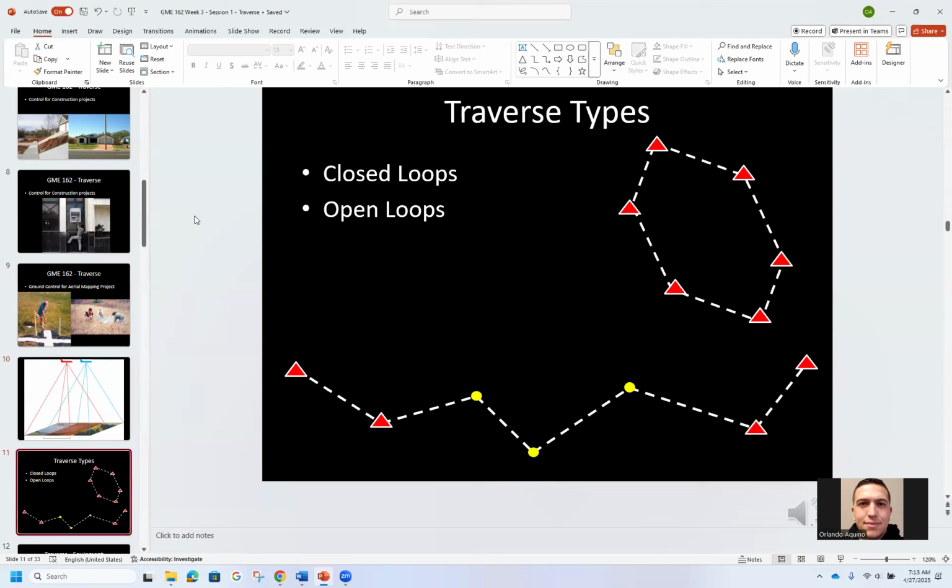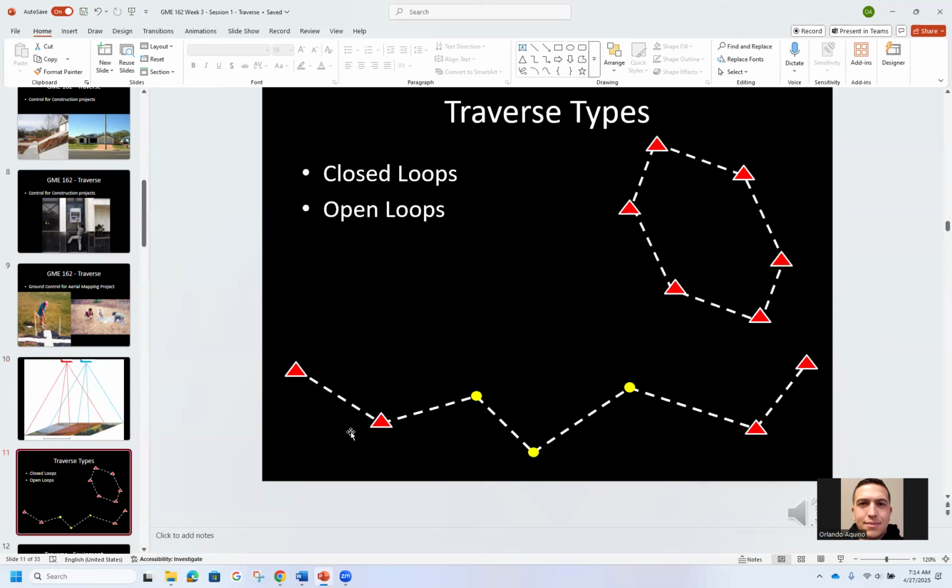There are two types of traverses. There are the closed loops, as you can see here, and that's what we've been running a lot. And there are the open loops. So I think last year we discussed that there are two types of open loops, where it's linked or unlinked, I think.